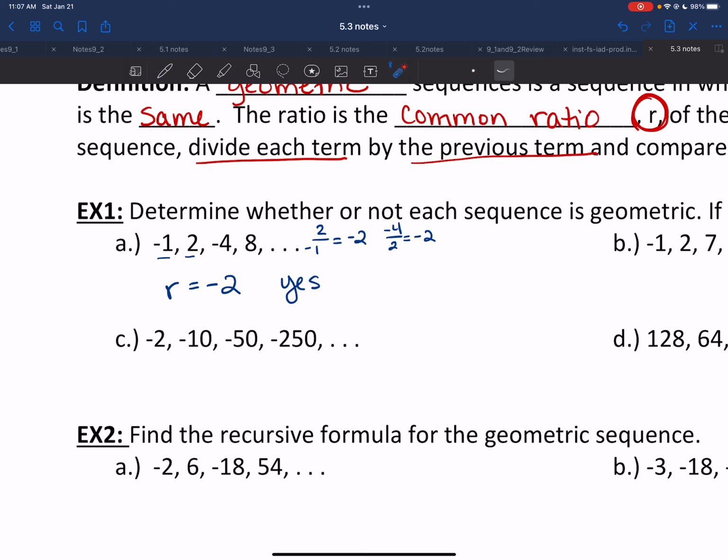The other thing that tips me off that this is going to be a negative ratio is that I have alternating negative signs. So one negative, one positive, one negative, one positive. That means I must be multiplying by a negative number. So it's always a good way to check.